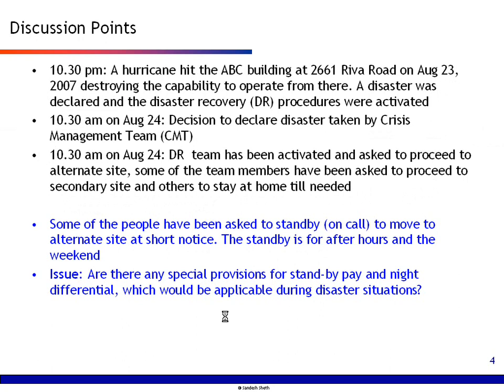The incident is escalated through the channels, and the crisis management team is called on the spot. 12 hours later, after an initial damage assessment has been conducted, the crisis management team decides to declare a disaster. The call tree is activated, and the DR team is asked to proceed to the alternate site, that is also the warm site. Some members are asked to report to the secondary work location, and others are asked to stay at home. Some of the people have been asked to be on standby. The standby is after hours and for the weekends.